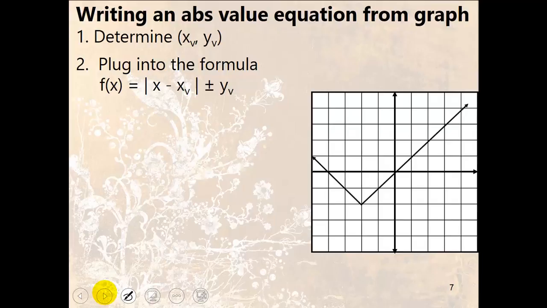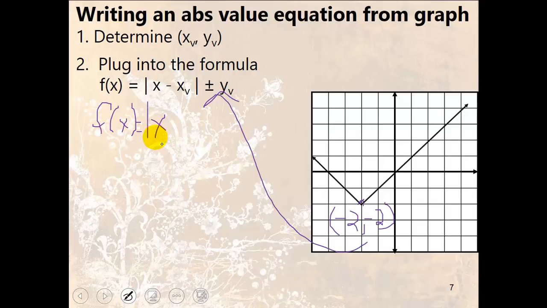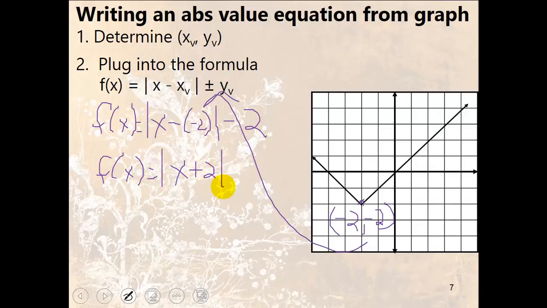Now we're going to take a graph and work backwards into an equation. So here's the thing. Remember, the vertex is the most important point. So what are the coordinates of this vertex right here? It is -2, -2. We're going to plug this point into this equation for xv and yv. So I have f of x is equal to the absolute value of x minus a -2, and then it's going to be -2. So I get f of x is equal to the absolute value of x plus 2, and then -2. And it's that simple.